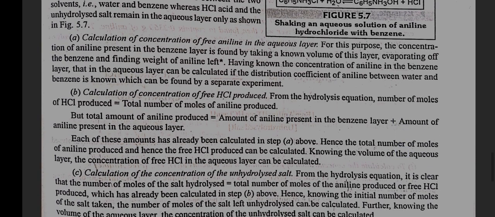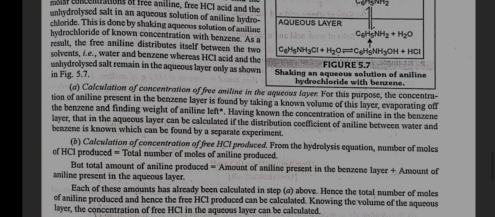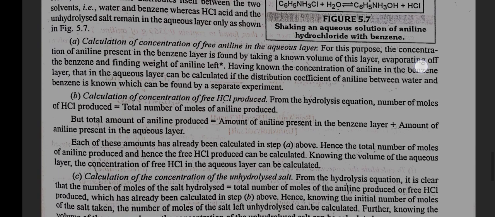A. Calculation of concentration of free aniline in the aqueous layer. For this purpose, the concentration of aniline present in the benzene layer is found by taking a known volume of this layer, evaporating off the benzene and finding the weight of aniline left. Having known the concentration of aniline in the benzene layer, that in the aqueous layer can be calculated if the distribution coefficient of aniline between water and benzene is known, which can be found by a separate experiment.